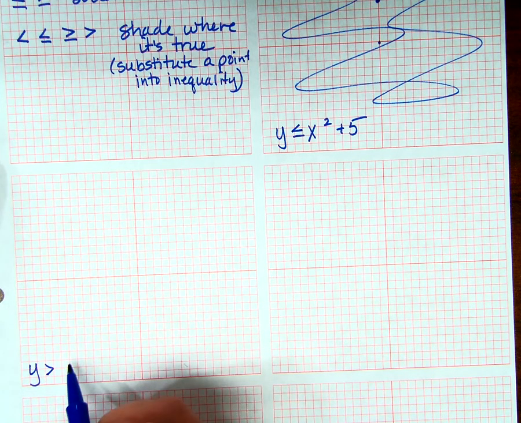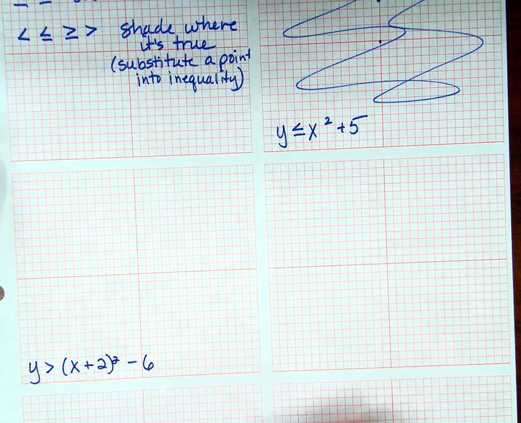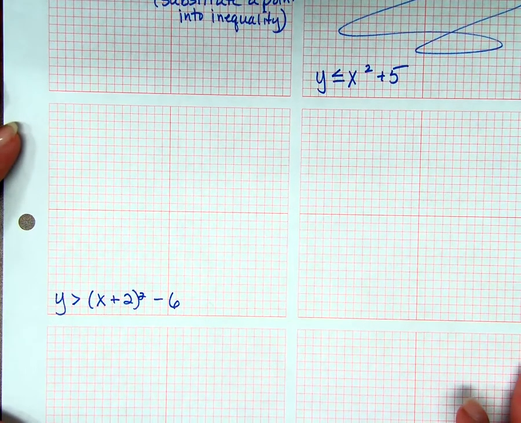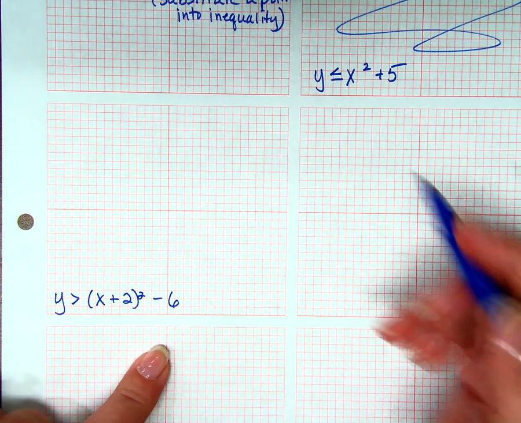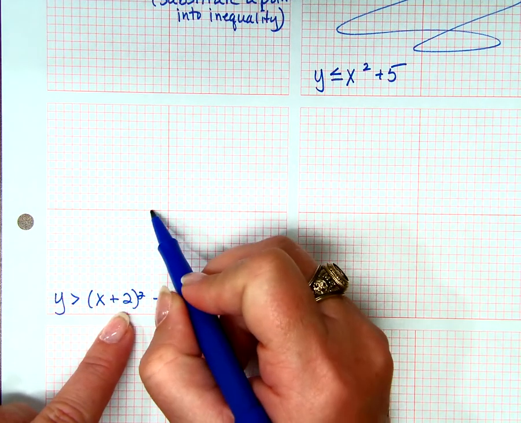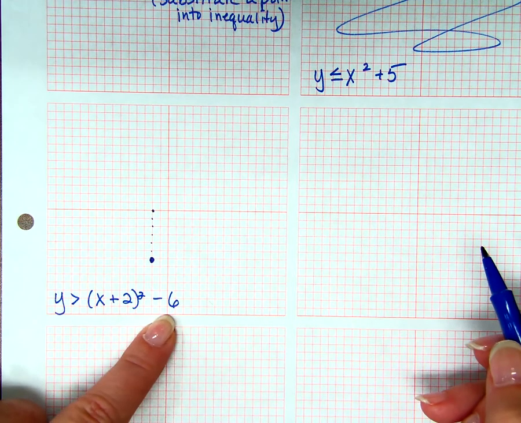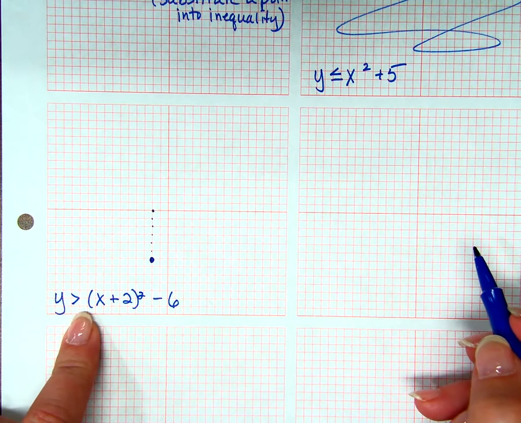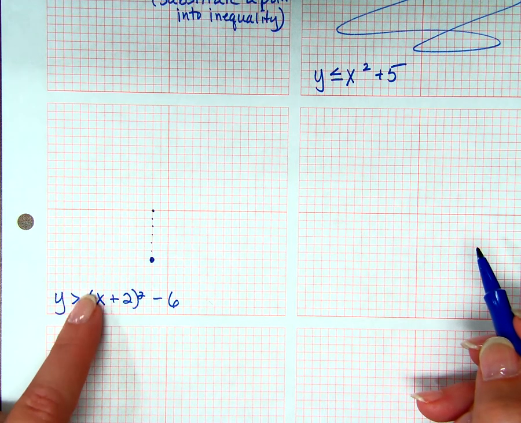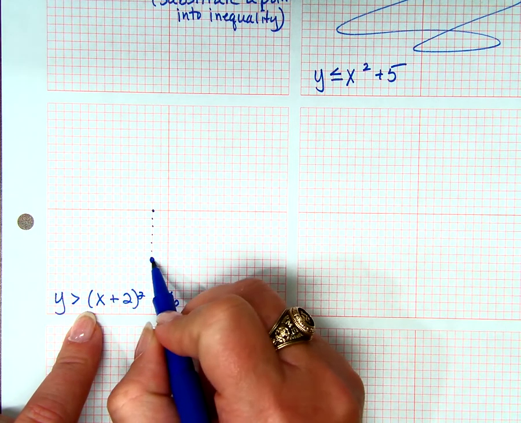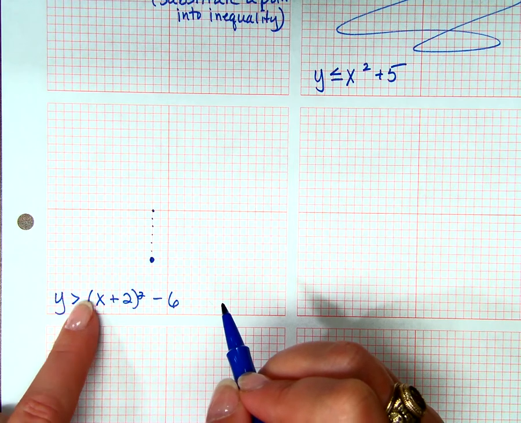Y is greater than x plus 2 squared minus 6. Now, if it's in vertex form, this is super cinchy, isn't it? Where's my vertex? -2, -6, right? Is it parent function shape? Because is there anything being multiplied by it in the front? So it is parent function shape. And it opens up or down? Up because why? It's positive, right?